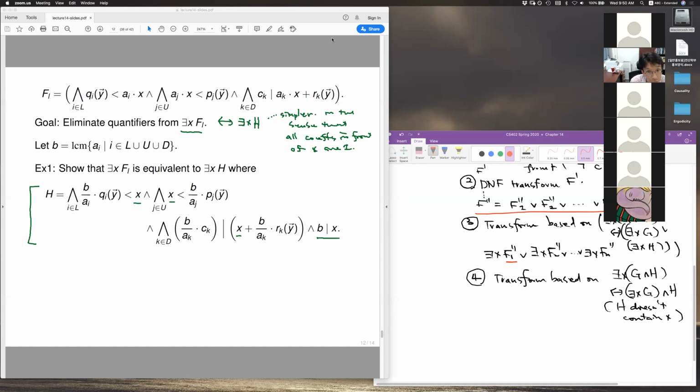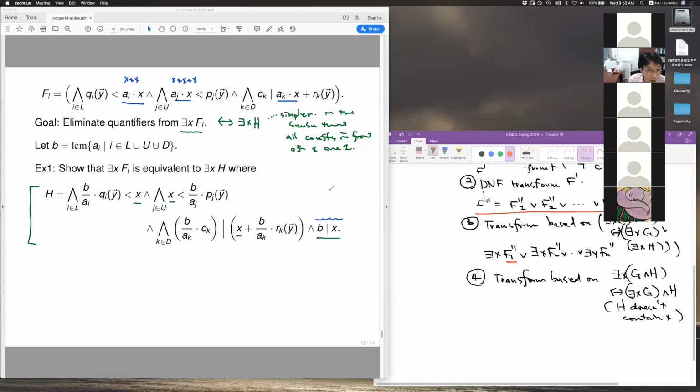On the other hand, in the original formula that we started with, the coefficients may be AI, which means that if AI is equal to 2, there are 2 copies of X here. If AJ is 3, there are 3 copies of X here, and so on. So in this sense, by doing some transformation, we make it a bit simpler. The coefficients become all 1, except that we add some extra things which talk about divisibility.